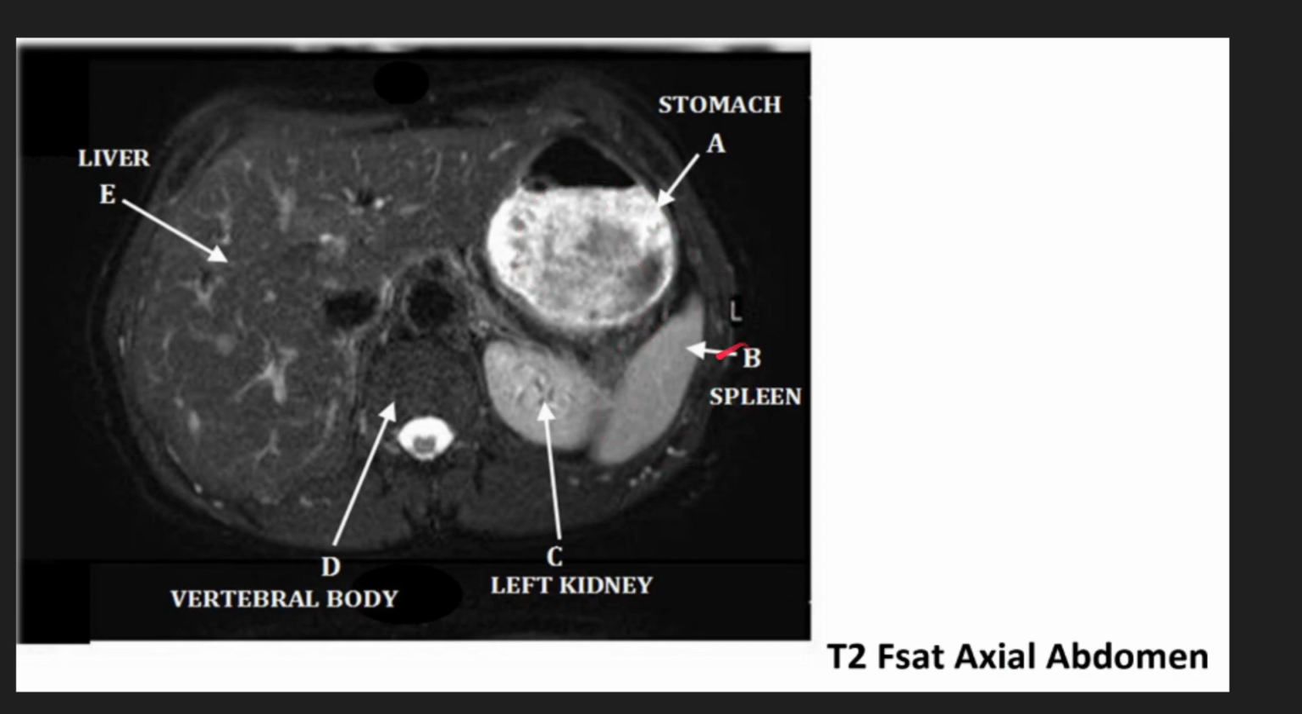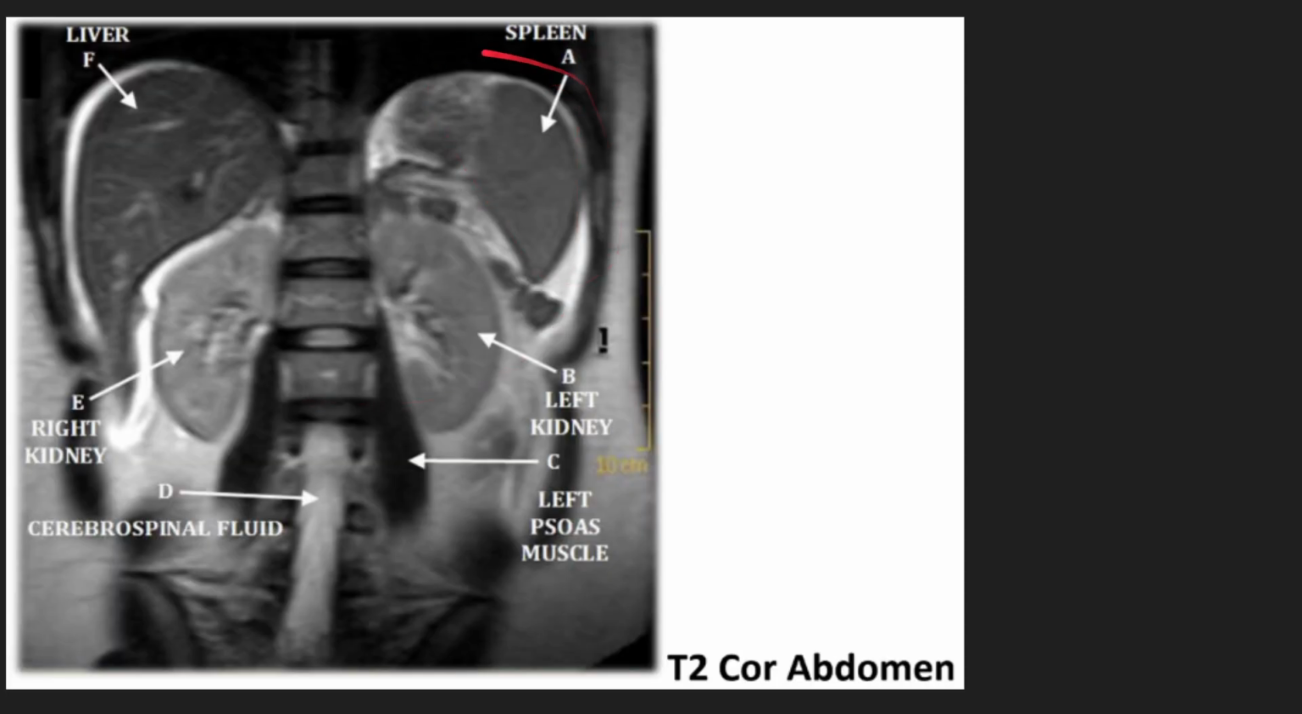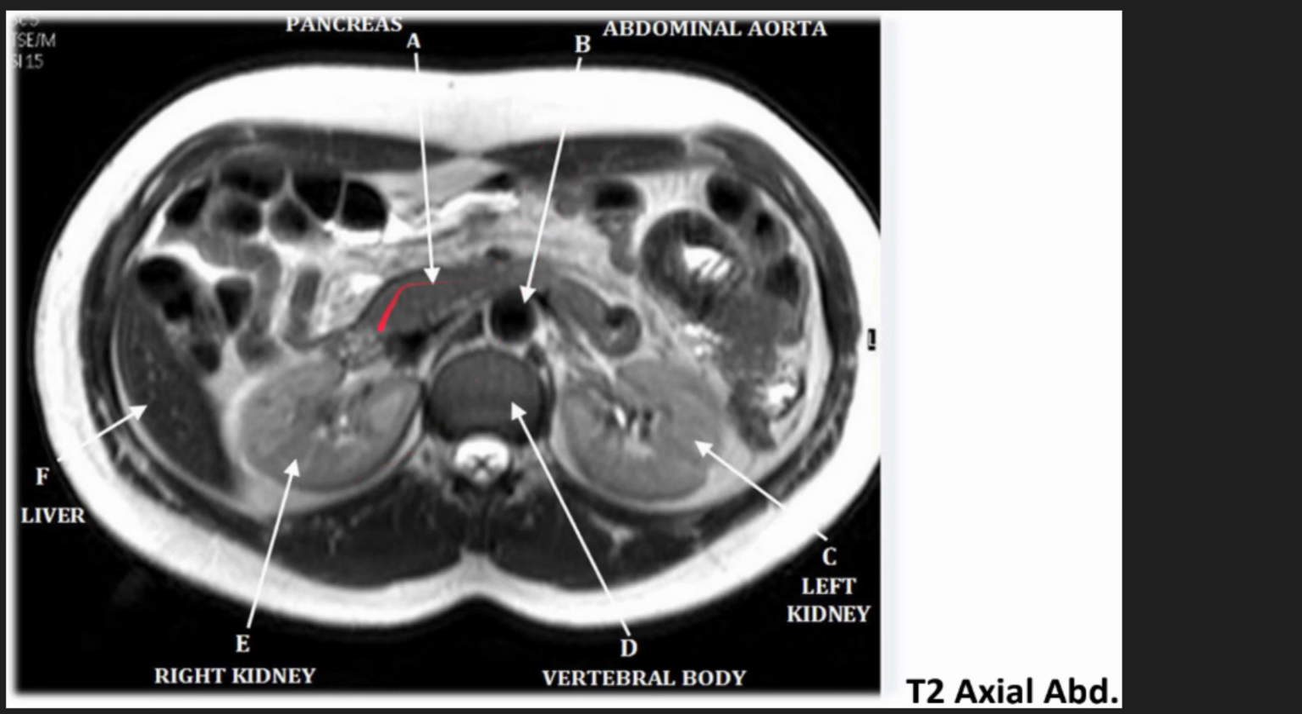Stomach, spleen, left kidney, vertebral body, liver up here. Spleen, liver, right kidney, left psoas and cerebrospinal fluid. This is pancreas here, abdominal aorta, liver, right kidney, vertebral body, left kidney. Here you have the splenic artery.